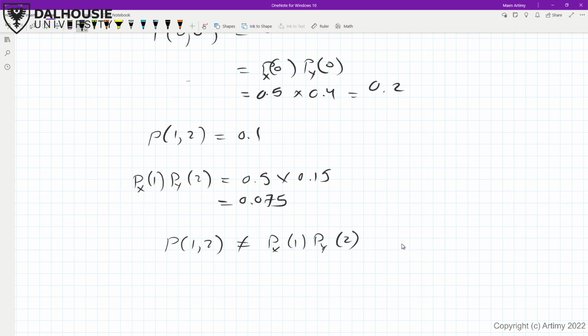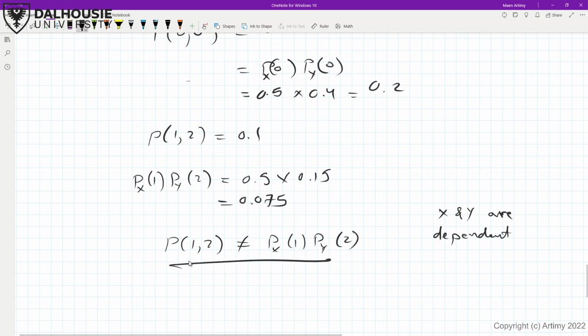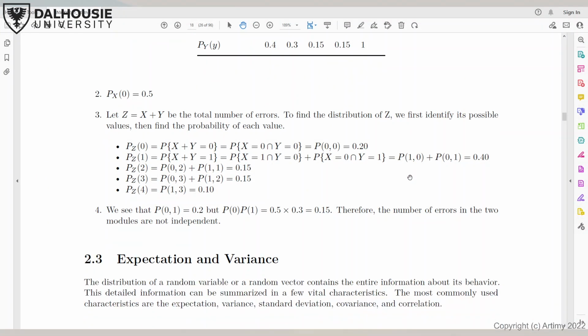So I don't have to continue anymore, and I can say that X and Y are in fact dependent. This is just to show that to prove dependence, I need to find only one case where both sides are not equal. If I want to find independence, I have to try all values. Right. All right, let's move on to something different.